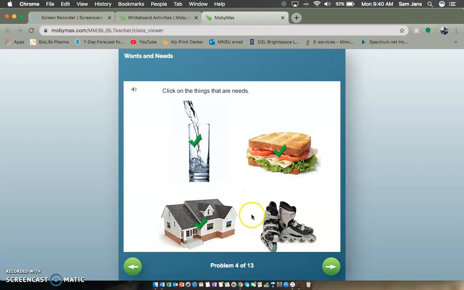Yep. And now we go over here for our last one. It looks like some rollerblades. Do I need rollerblades to live my everyday life? Probably not. So that's not going to be one. That's going to be one that we can use to play with. We don't necessarily need rollerblades. So we click it, we'll probably see an X. Yep. So we know that just these three things right here, food, water, and shelter.